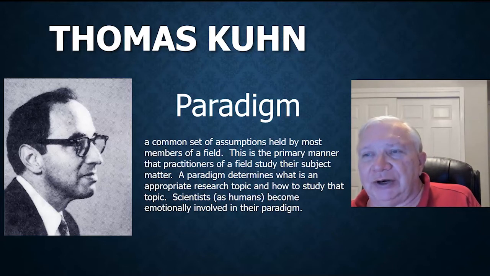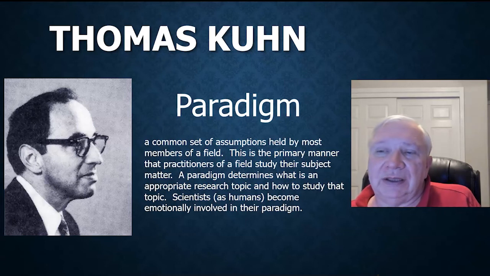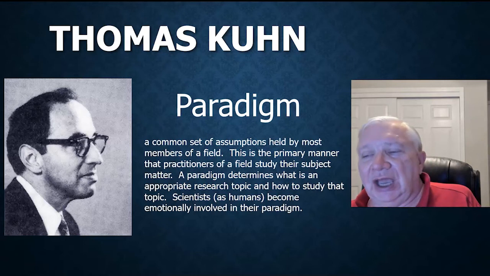Our other more modern theorist in chapter 1 of Hergenhahn and Henley, or whatever copy you're using, sorry for the beep there, is Thomas Kuhn. Now, Thomas Kuhn developed a progression of scientific ideas. And basically, this is called a paradigm.